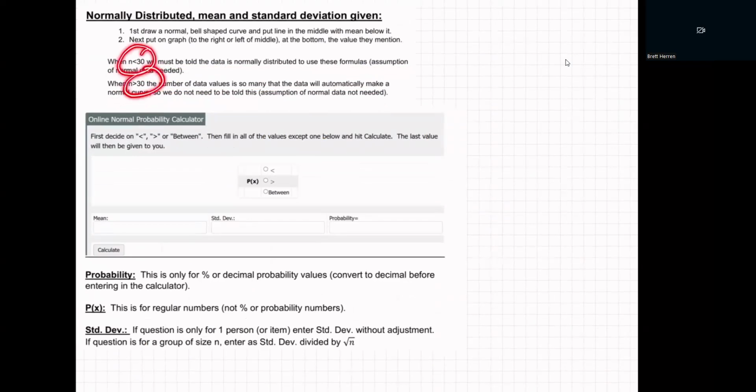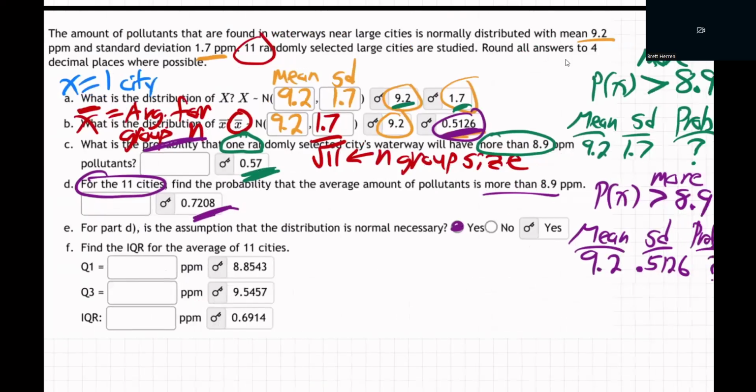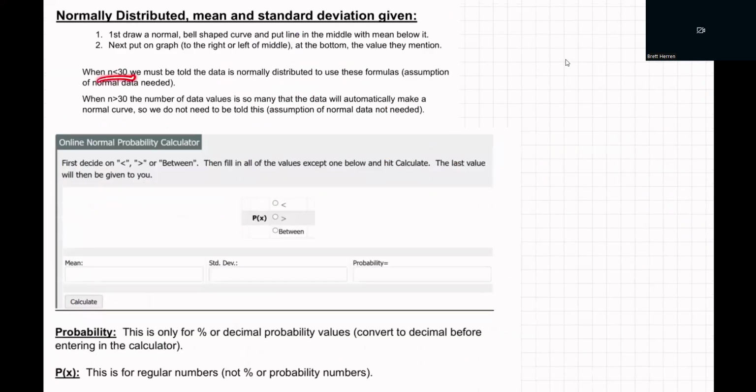But it's all about whether you're less than 30 or more than 30. And you might say, what if it's equal to 30? Well, this is just a general rule of thumb. It's never exactly 30. I guess it could be, and then you can do either one you want. But if it's really small, less than 30, and that's what ours is, right? What was n? n was only 11. This is our n value, the number of cities or people in your study. In our study, there were 11 randomly selected large cities, so n is 11. That's certainly less than 30. So we must be told the data is normally distributed to use these formulas.